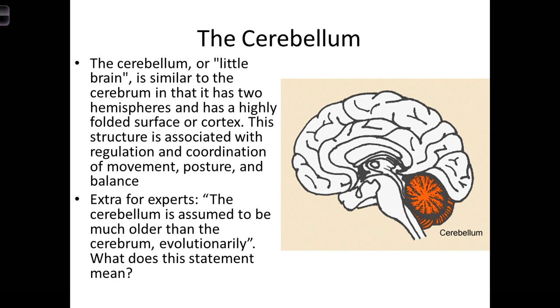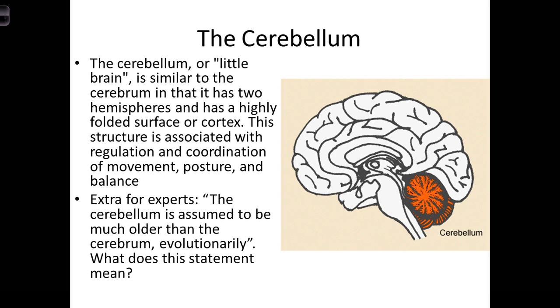So this is probably much older in an evolutionary sense than the cerebrum. What does that statement mean? Well, it just means that this probably developed before the rest of the brain, before the cerebrum really evolved. And that's probably because that ability to stay upright and move around was more fundamentally important than the ability to think and problem solve.